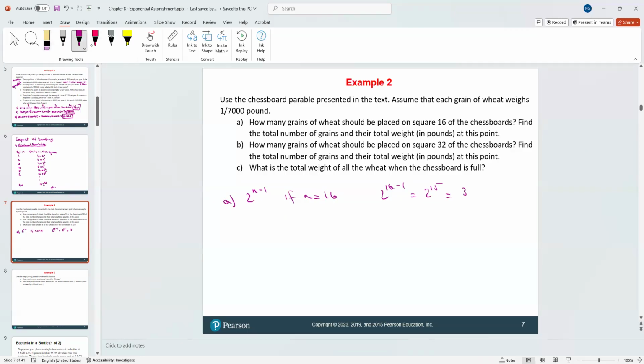768 grains placed on the 16th square. So the total of grains, there is the other formula that we can use, 2 power n minus 1, because that's the second formula we need to use.